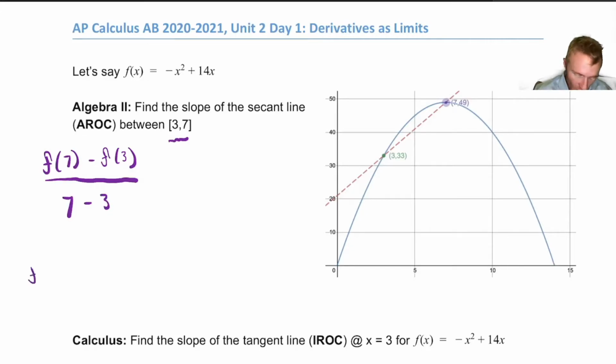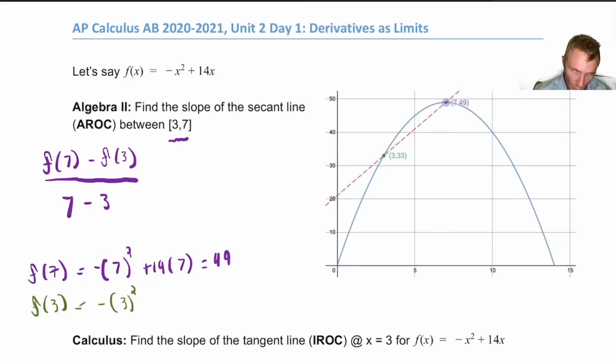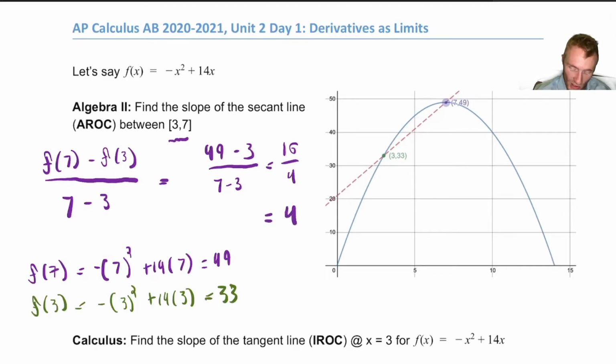All you'd have to do here to finish this out is find f of 7. So you'd have to do negative 7 squared plus 14 times 7. To save you some time, I'm just going to tell you that that's equal to 49, as you can read off the graph. Then you'd have f of 3, that's negative 3 squared plus 14 times 3. Again, I'm going to save myself some time, confirm it from the graph. That's 33. But the idea here is you could calculate the slope of the secant line totally without ever looking at this graph: 16 over 4. The slope of the secant line, the average rate of change, is 4.